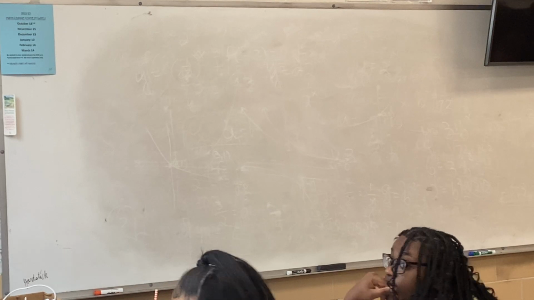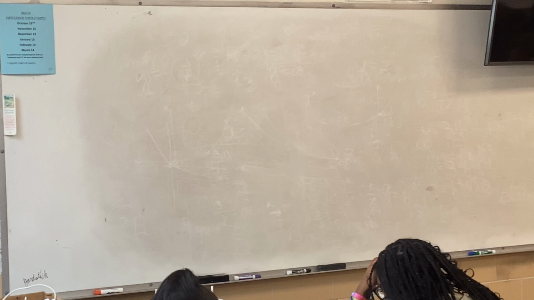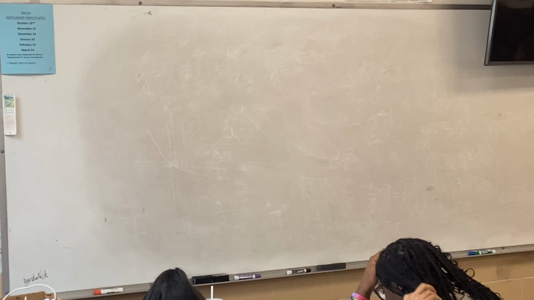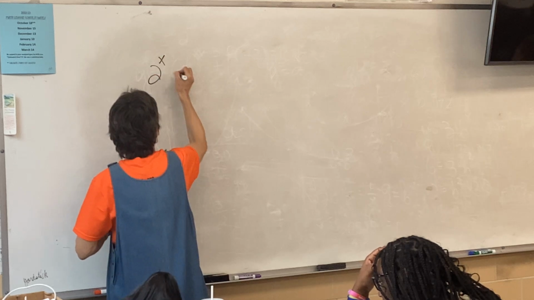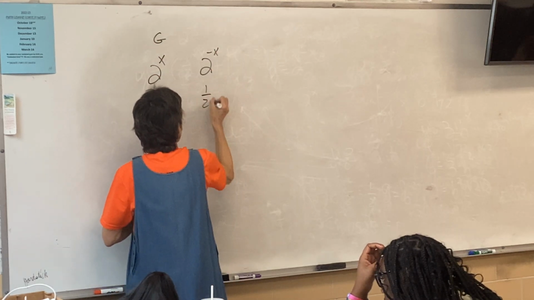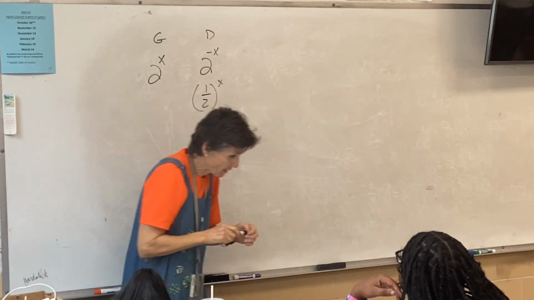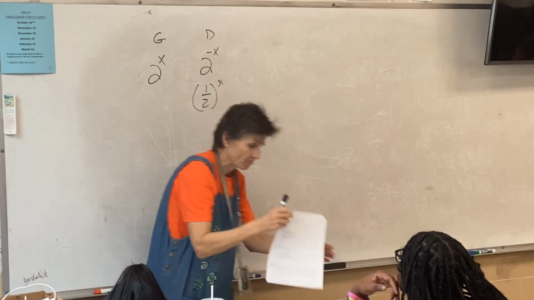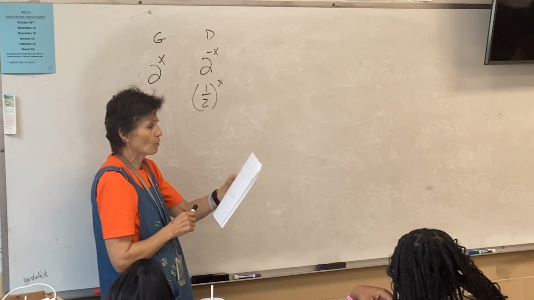So another way of writing 2 to the negative x was 1/2 to the x. 2 to the x was growth, and 2 to the negative x, or 1/2 to the x, was decay. Okay, so when I look at these next problems, A says, state whether it represents growth or decay.